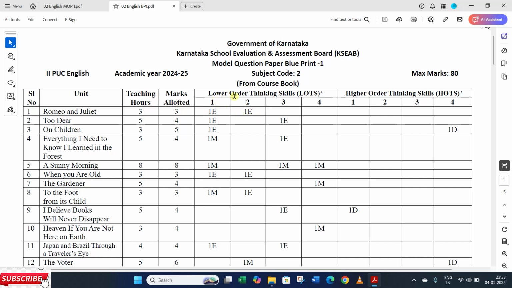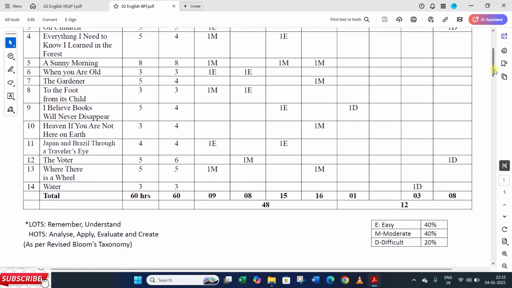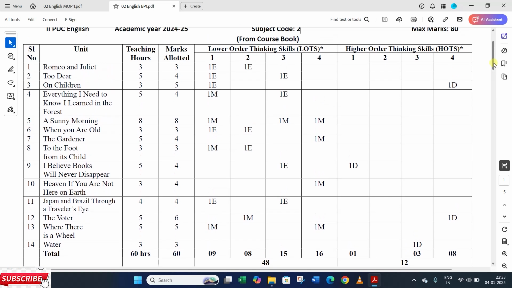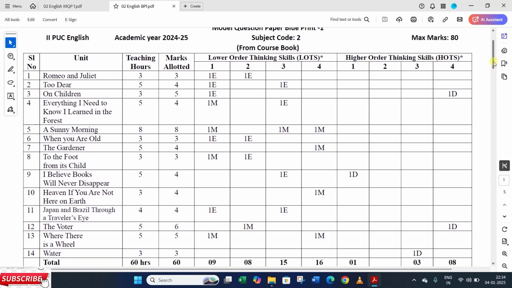You can find here lower order thinking skills and higher order thinking skills. So each lesson is given certain marks. So let us see how many marks each lesson has been given. You can find here right from the first unit up to the last unit. You will find over here how lower order thinking skills and higher order thinking skills questions are given.